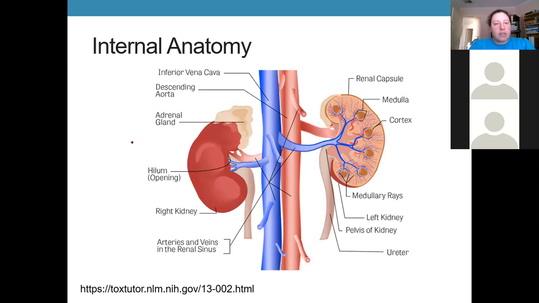All right, so here's just a different diagram showing all the same things. Gives you a better view of the adrenal gland.